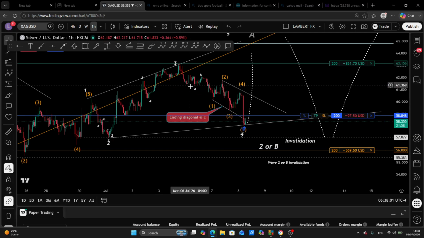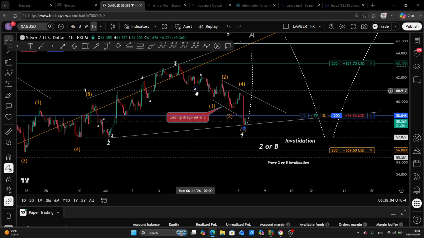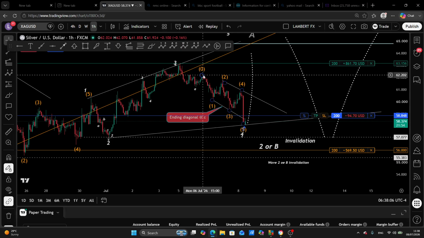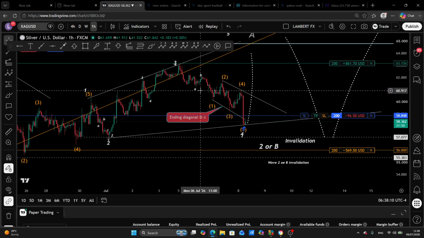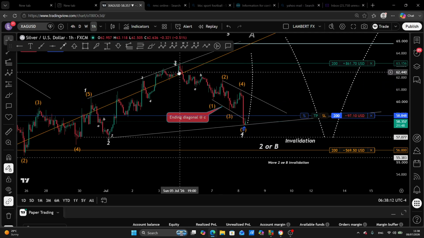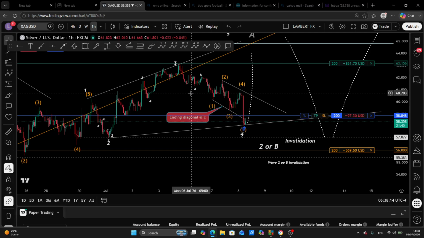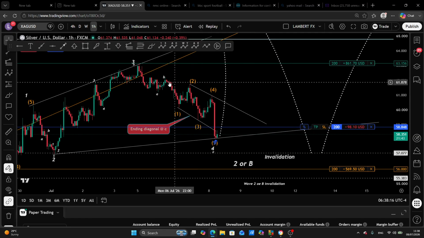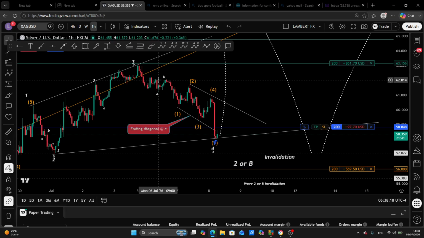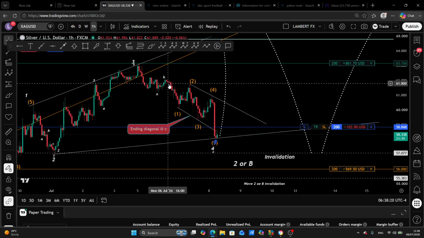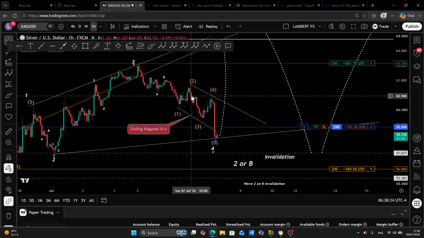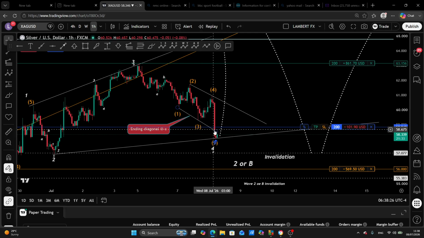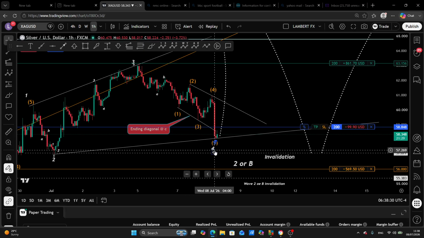So as you can see, we had this 5 leg down for A, and then we had this 3 leg for B, and then we had the final 5 leg down. Like I said, zigzag is a 5-3-5 pattern. Okay, so we had the first 5 for A, and then we retraced 3 for B, 3 legs 1, 2, 3, and now we seem to have completed our 5 leg down for 4. For 5 of the zigzag, and then for 4.